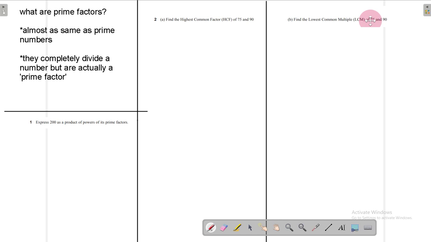And the prime factors. Prime factors are not actually a thing to be scared of, but prime factors are actually almost the same as prime numbers.